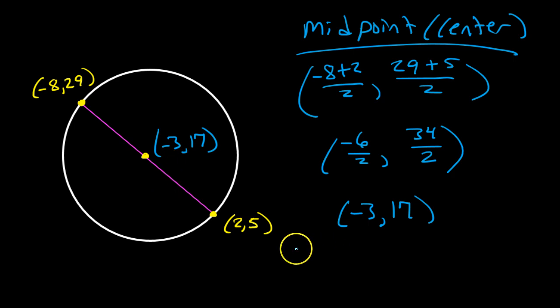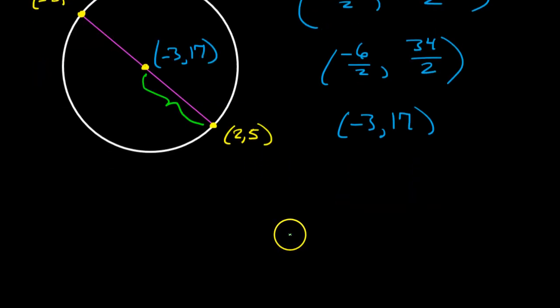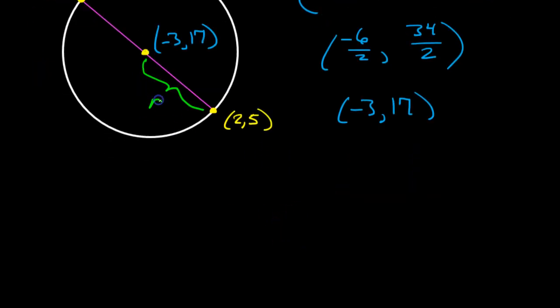But I also need the radius. Now the radius of the circle is going to be the distance from the center to one of these points on the end. I could pick any two of these and do the distance formula. I'm going to pick these two just because the numbers look smaller. So if I can find the distance between these two points, that'll be the radius.